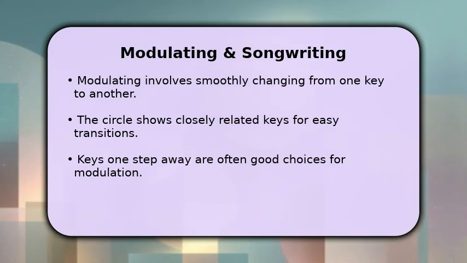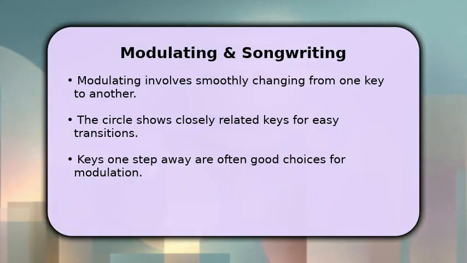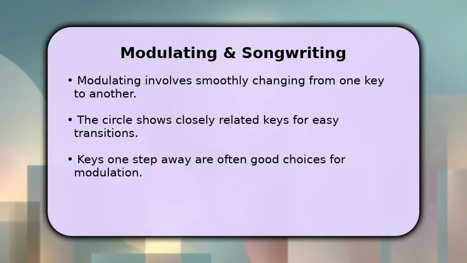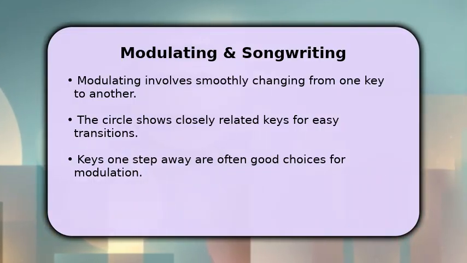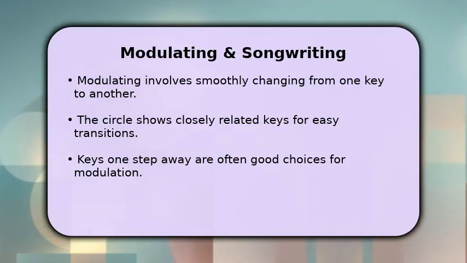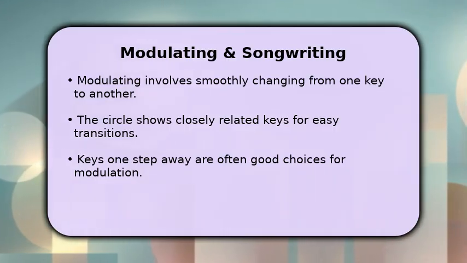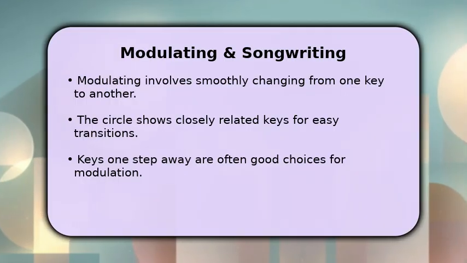Modulating means smoothly transitioning from one key to another within a song. The circle clearly shows which keys are closely related, making these transitions sound natural and pleasing. Keys that are just one step away, either clockwise or counterclockwise, are often excellent choices for modulation.